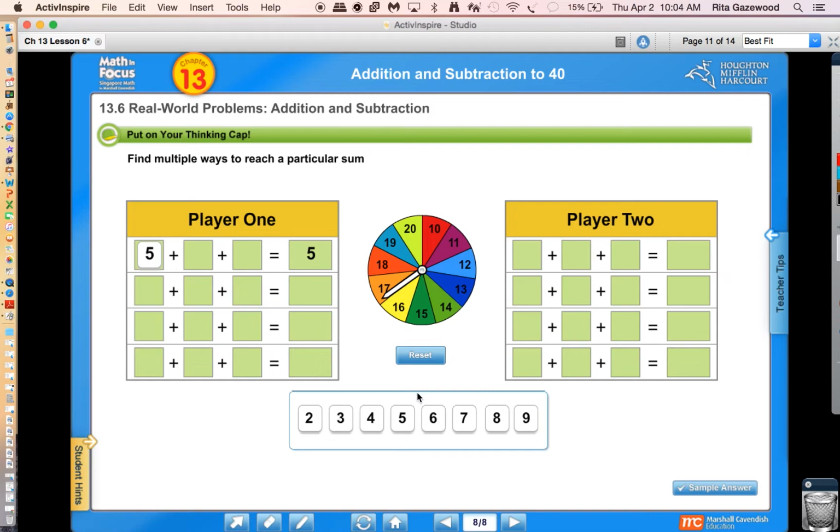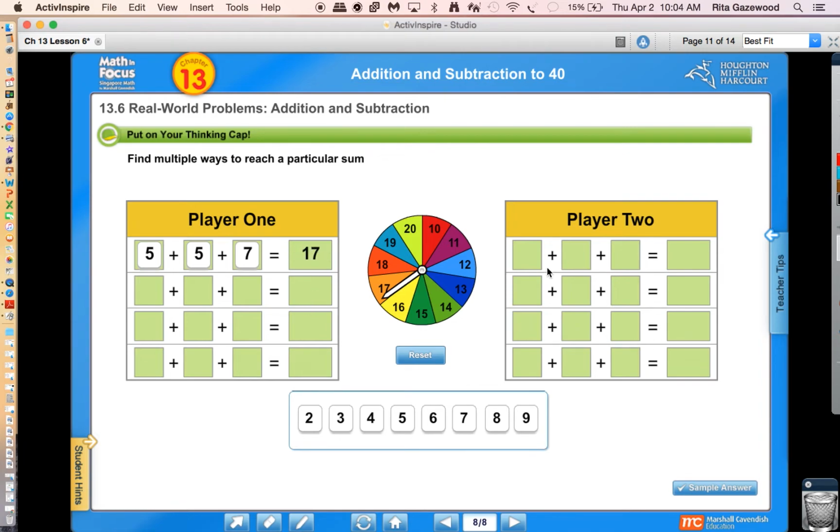What do I add to 5 to make 10? Right, 5 and 5 make 10. So what do I add to 10 to get to 17? So I have 10. Right, I add 7. So 5 plus 5 plus 7 equals the sum of 17.